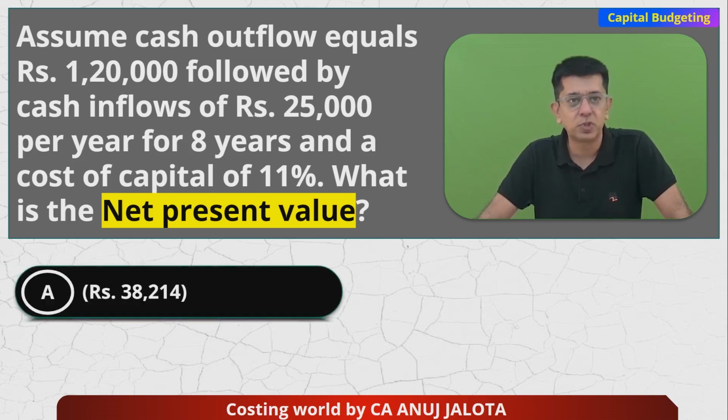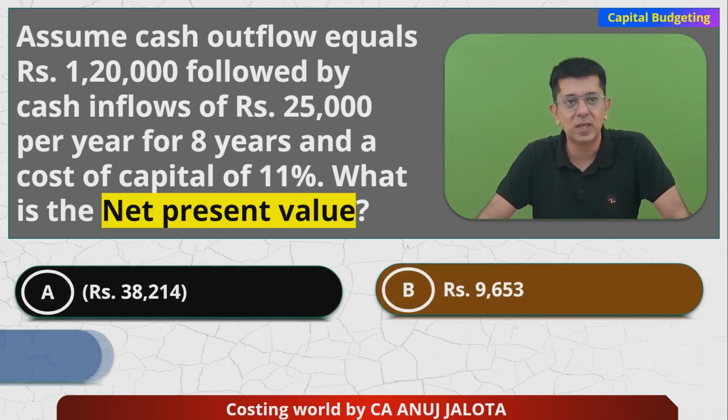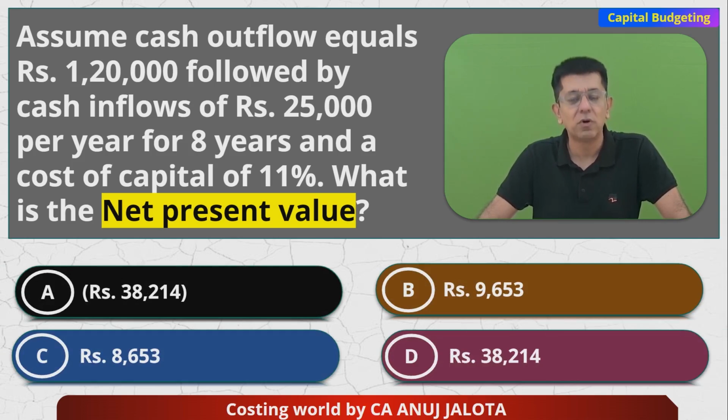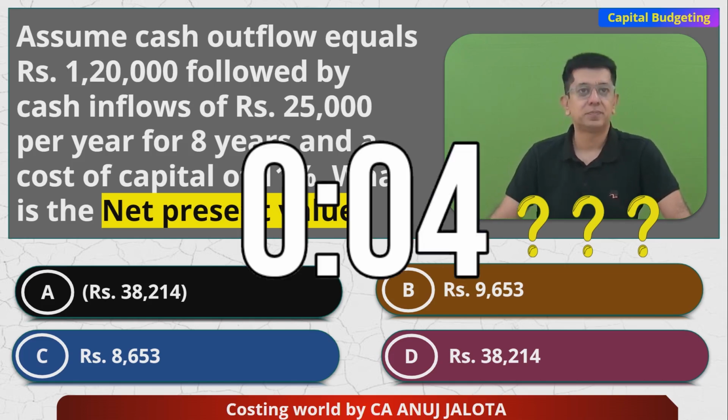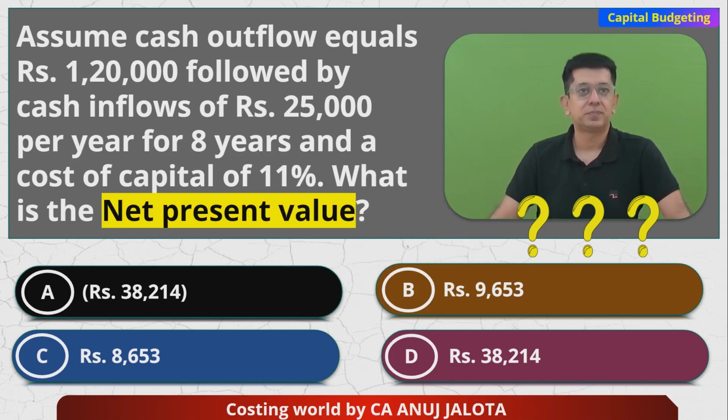So there are 4 options. This is the first one, this is the second one, this is the third one, this is the fourth one. Obviously, pick up your pen and paper, start calculating. If you have tables, then your job might become slightly simpler. Okay, so comment the correct answer, please.